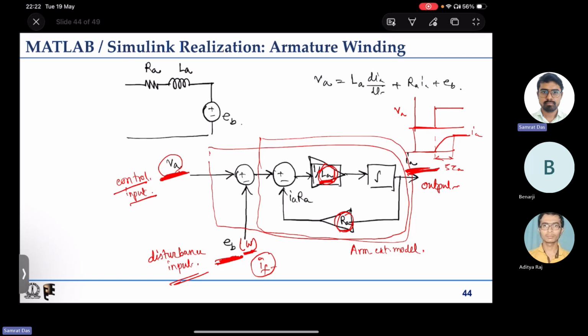Similarly, for this armature circuit, this back EMF, this loop does not have any information on how the speed is going to change. The speed change dynamics is not part of this loop, but it comes and affects the final output. So that is why it is termed a disturbance input, that is back EMF here in the armature winding.